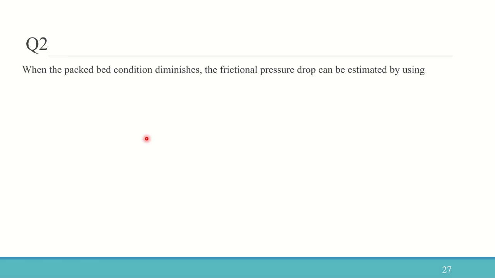And question 2. When the packed bed condition diminishes, frictional pressure drop can be estimated using: option A, Fick's law; option B, Ergun equation; option C, Stokes law; option D, Newton's law. This question also we have seen, and we used it in today's class.